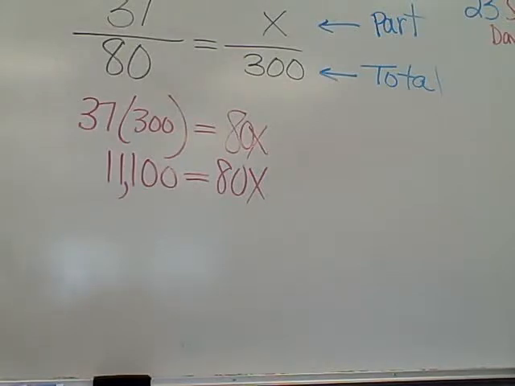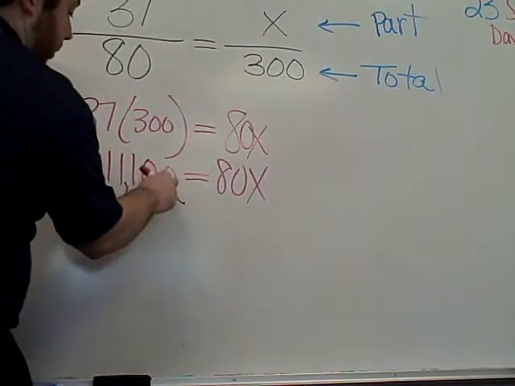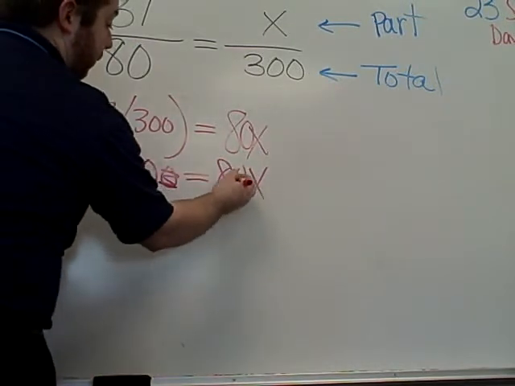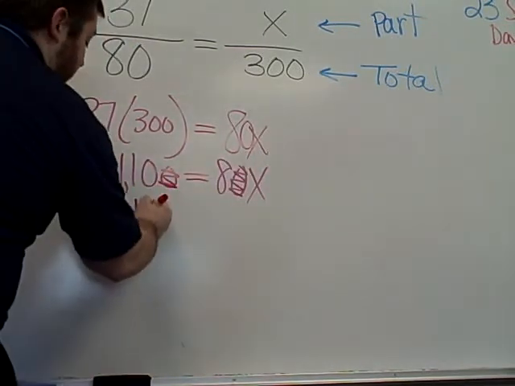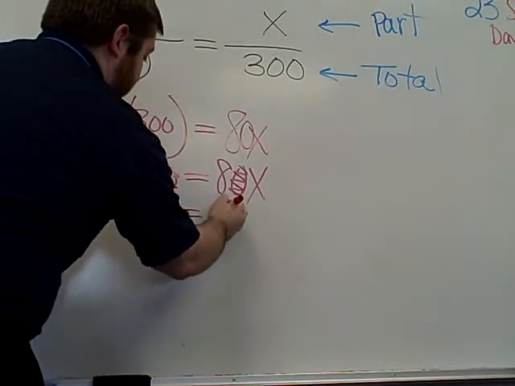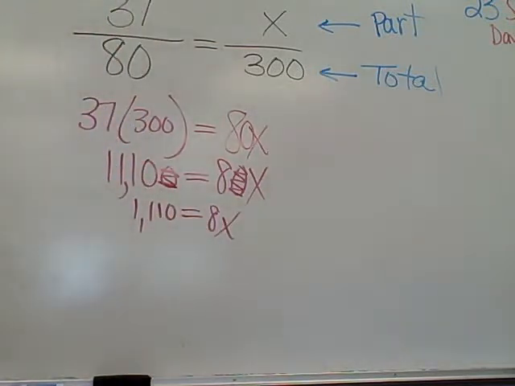Yes, you can. What's a shortcut? You all should know this. What is a shortcut right here? Julia. Get rid of one of the zeros. There's a zero over here, there's a zero over here. Goodbye. Now I have 1,110 equals 8x. Okay, now I'm probably going to have to use a calculator.